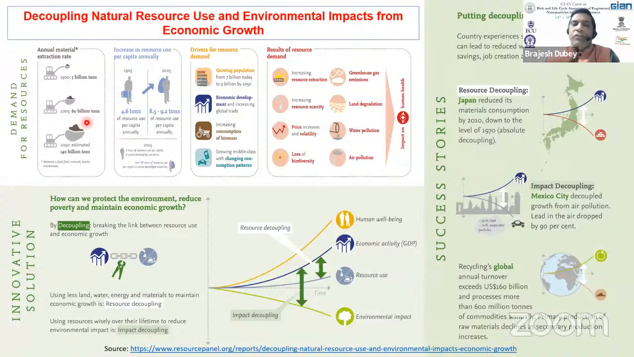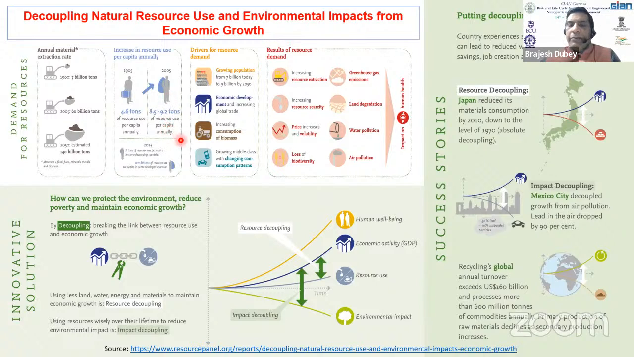And this number is supposed to go up to 140 billion tons in 2050. So in around 50 years, the number will more than double to 140 billion tons. If you look at the increase in resource use per capita, in 1905, it was 4.6 tons of resource use per capita annually. By 2005, it was close to 9 tons of resource per capita.